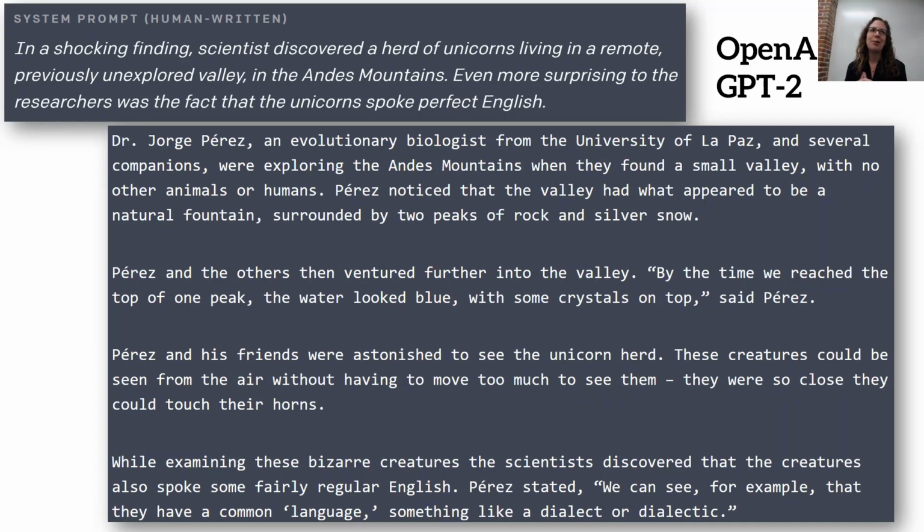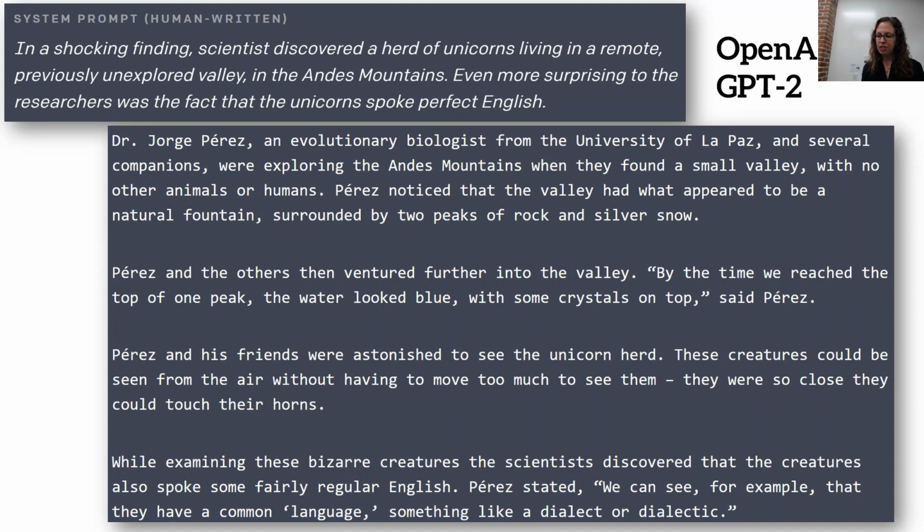I'm sorry, I know we read this unicorn story before, but I want to read it again just because it's so compelling. This is a language model. It was given a prompt about scientists discovering a herd of unicorns in the Andes Mountains. And what the computer wrote is: Dr. Jorge Perez, an evolutionary biologist from the University of La Paz, and several companions were exploring the Andes Mountains when they found a small valley with no other animals or humans. Perez noticed that the valley had what appeared to be a natural fountain surrounded by two peaks of rock and silver snow. Perez and the others ventured further into the valley.